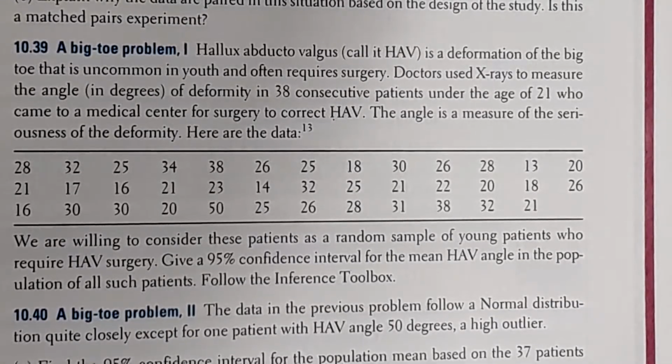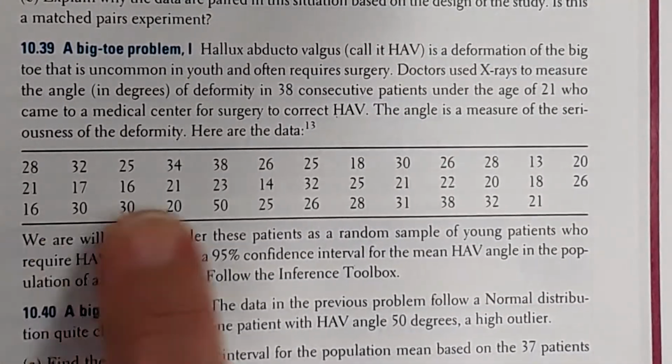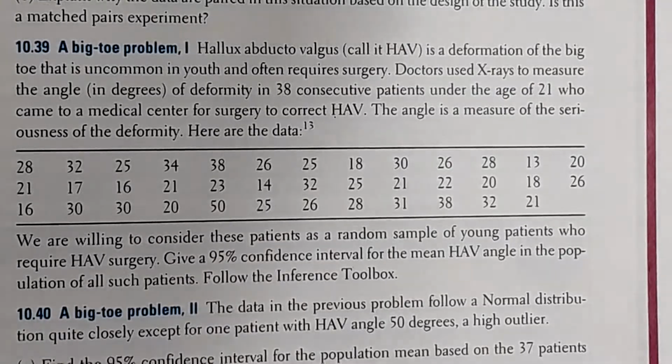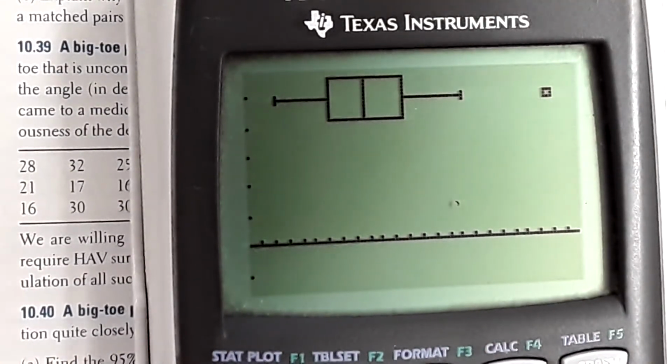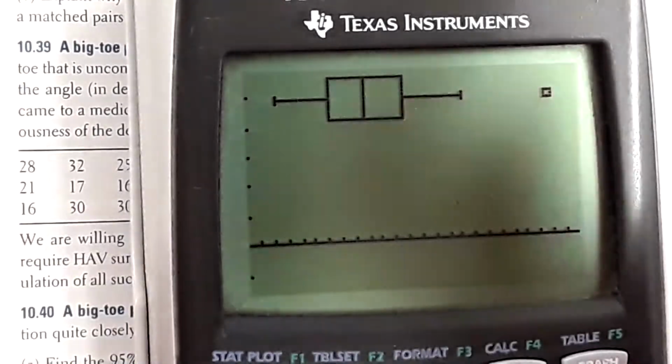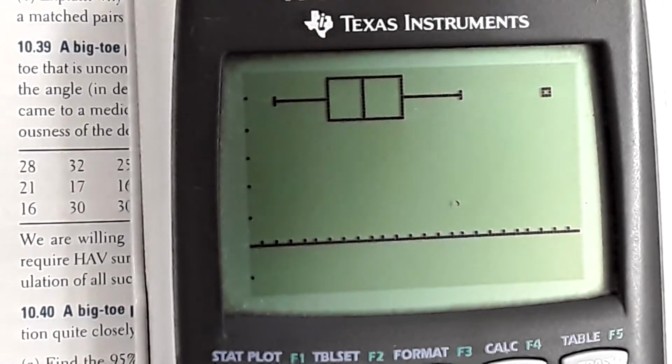And then we'll go through, and I want to talk about the conditions because they're pretty good here. Okay, so go ahead and enter these numbers into your list. So this is what your box plot should look like. Notice it has a what? It has an outlier, but most of the box plot is what? Yeah, it's symmetrical, right? It's approximately symmetrical.